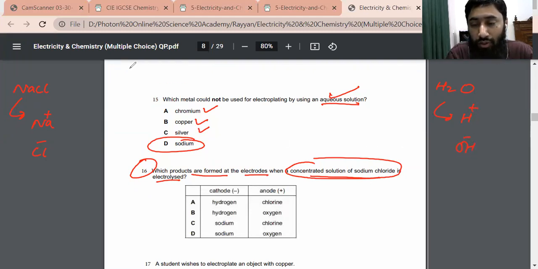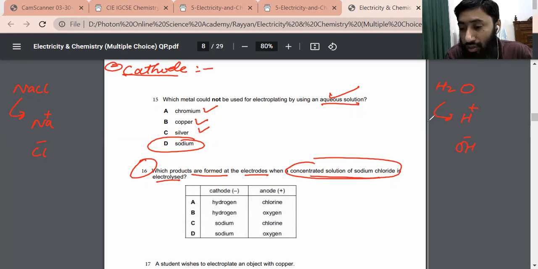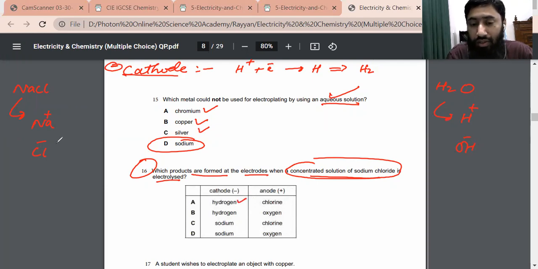So when we talk about cathode, being cathode it carries negative charge, so sodium ion also wishes to reach the cathode, hydrogen ion also wishes to reach the cathode. But remember, in that case, hydrogen ion reaches the cathode earlier, and by gaining an electron, hydrogen ion is converted into hydrogen atom, and later this hydrogen atom becomes hydrogen gas. So we say that at cathode, hydrogen will appear.